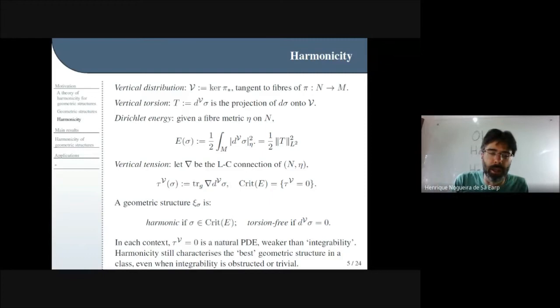Now, in each context, the vertical tension takes very different forms, and working out its concrete form is in some sense a non-trivial exercise on its own. It gives you a natural geometric PDE, and it's a condition that's typically much weaker than integrability, which, however, still picks in some sense the best geometric structure in a given class. So even in situations when we know that integrability is obstructed or trivial, it still makes perfect sense to look for the best geometric structure in terms of its harmonicity. All right, so that's the motivation for these concepts.